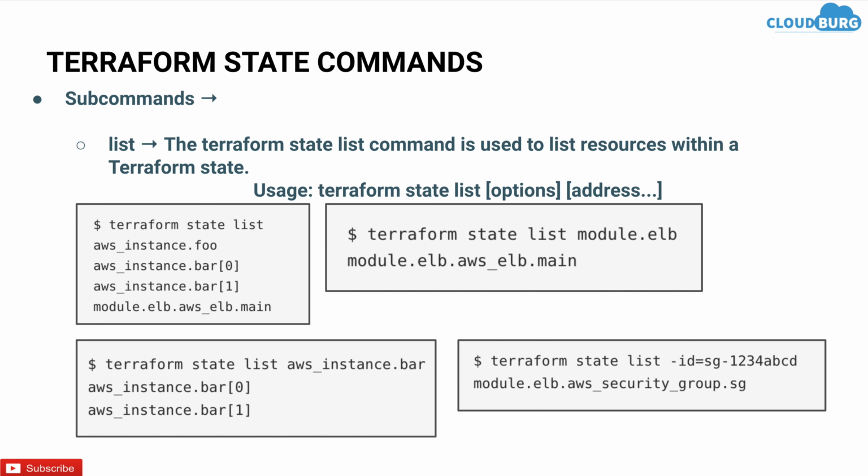So you can also run terraform state list if you want to check the state of any specific resource or module. You can simply run terraform state list and then module.elb. So here elb is a module. Or you can also check any resource, say aws_instance.bar. So here bar is an AWS instance. So you can check all the instances with name bar. Also, you can check the state by giving the ID. So in the last example, we have given the security group ID. So you can list down the state associated with this ID.